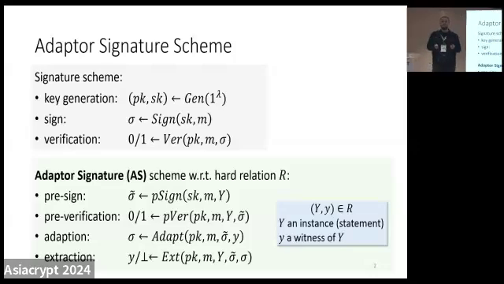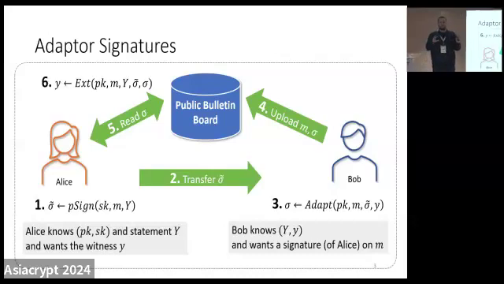Then we have the adaptation algorithm, which takes the public key, the message, the pre-signature, and the witness to this hard relation and outputs a full signature, or adapted signature as it's named in the bibliography. And then we have the extraction algorithm, which takes the public key, the message, the statement, the pre-signature, and the signature, and outputs either the witness or halt. Okay, so what can we do with these 4 new algorithms?